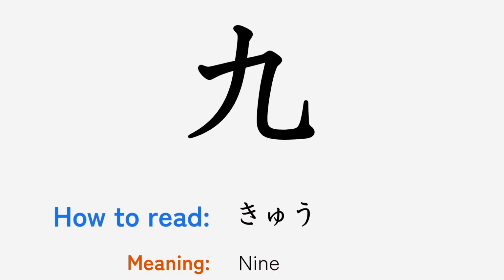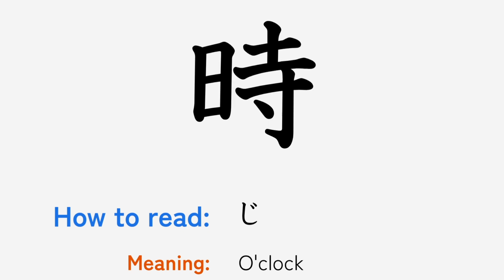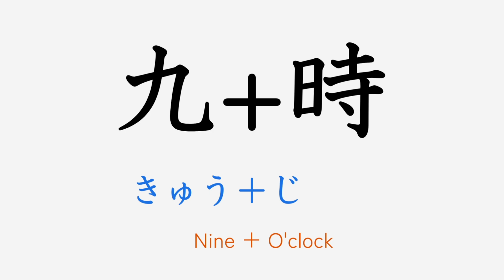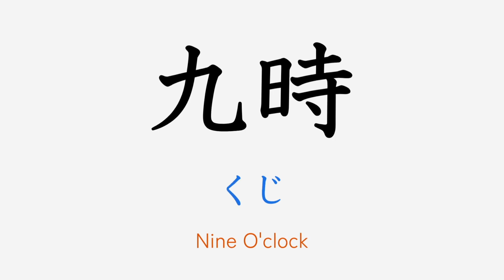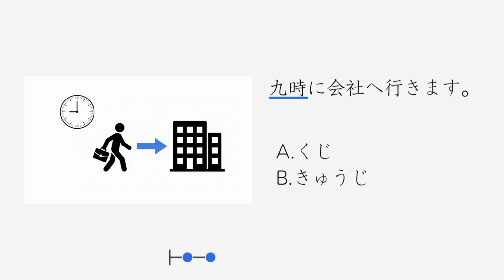Q is 9. Ji means o'clock. 9 plus o'clock makes kuji, meaning 9 o'clock. How do you read the underlined kanji? The answer is A. Watch out. 9 is usually Q, but for time, we say ku.